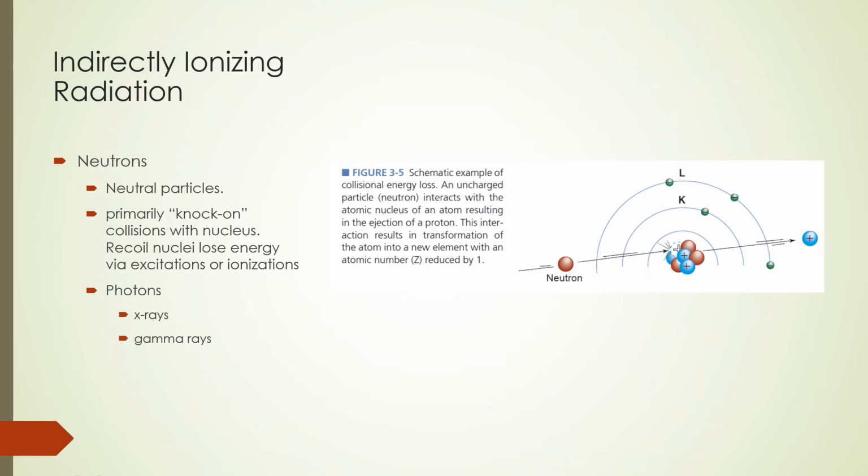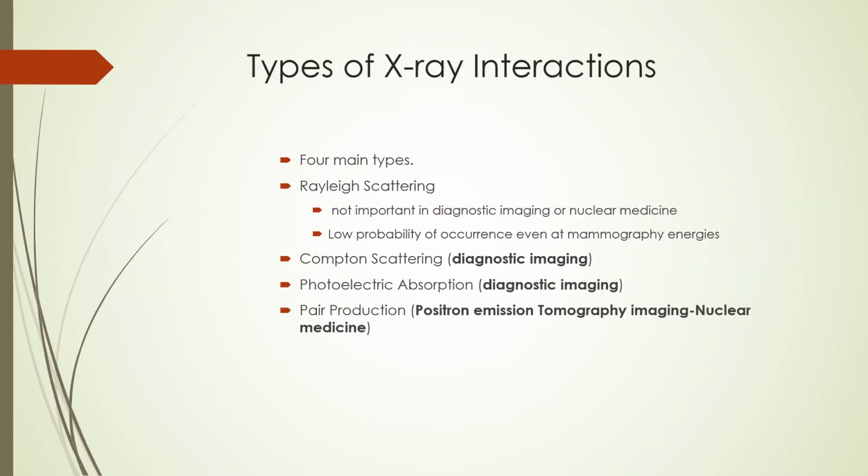We shall look at the interaction of photons like X-rays and gamma rays next. There are four main types of X-ray photon interactions with matter. Three of these are important in diagnostic imaging and nuclear medicine. The first is Rayleigh or classical scattering. This type of interaction is not important in diagnostic imaging or nuclear medicine because it has a low probability of occurrence even at mammography energies. The other types of interactions are Compton scattering and photoelectric absorption, which are used in diagnostic imaging, and pair production, which is the basis of positron emission tomography imaging in nuclear medicine.